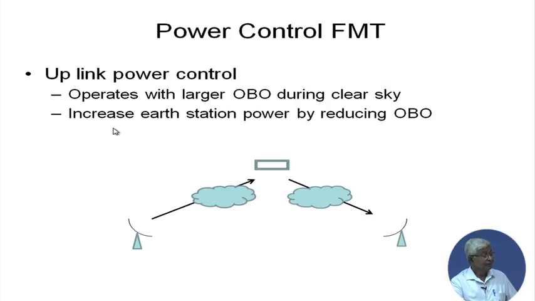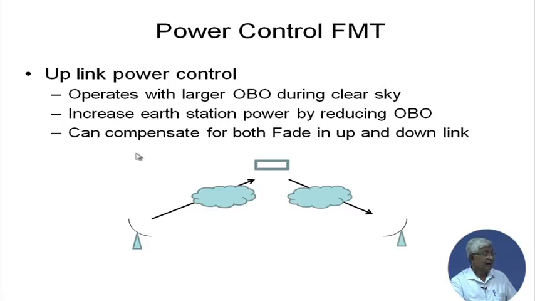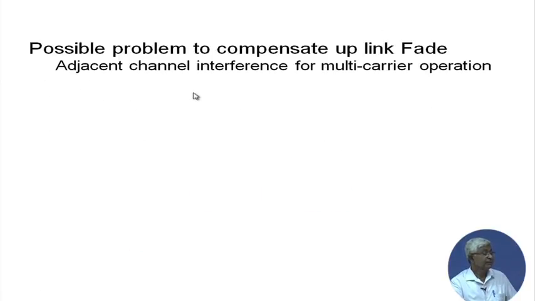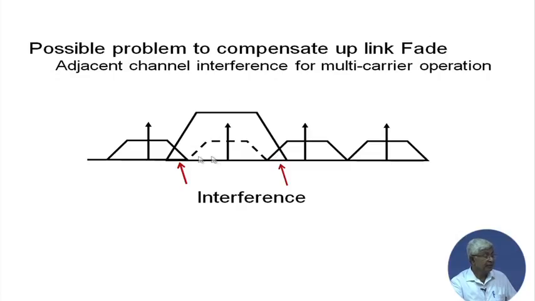Now, the uplink power is increased by reducing the output backoff, and it can compensate for fade in both uplink and downlink. The possible problem because of that is, because you are increasing the power, adjacent channel interference in multi-carrier operation can take place. That can be shown like this, where these are the different transponders, which are adjacent channels. This is the frequency x axis, and the y axis is how much power you are operating at.